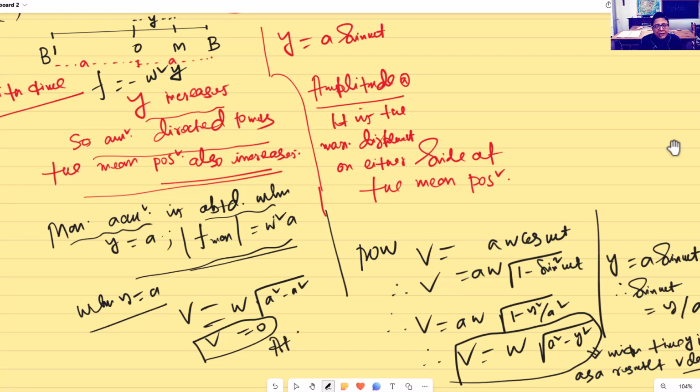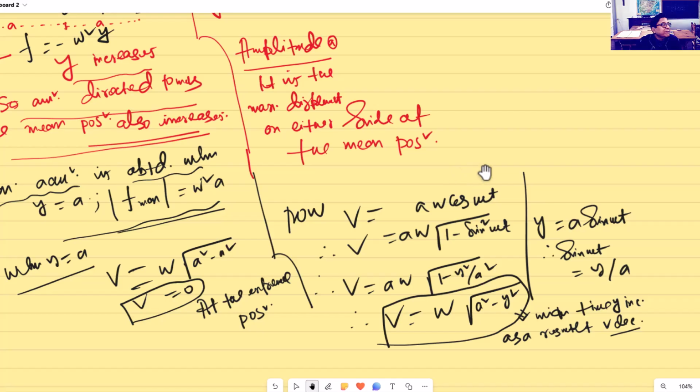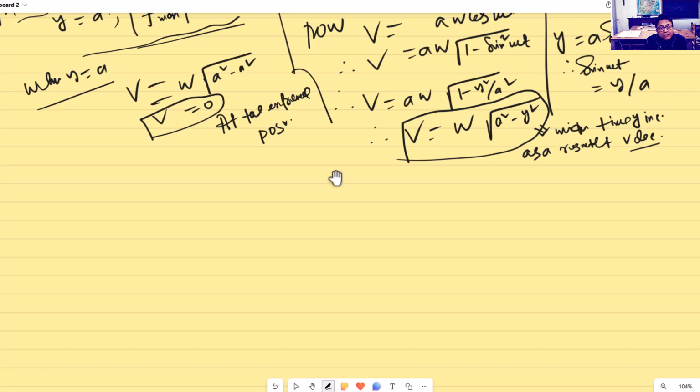This happens at the extreme position. Agree or not? This happened at the extreme position. V equal to 0. At the extreme position, acceleration is maximum. So, what is actually happening there in SHM? Once more, try to pay attention here. This part is OB and this is B dash. Particle going this way. Displacement is y. What is happening there?